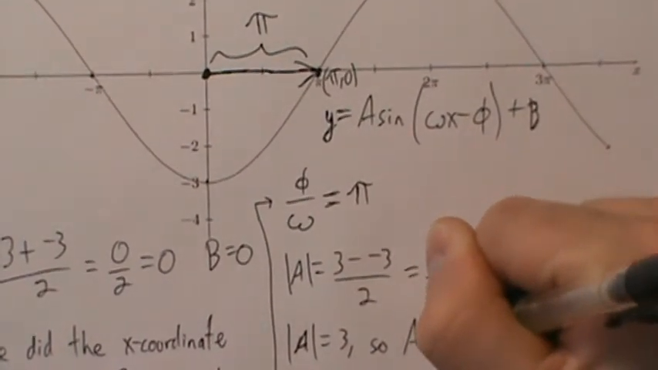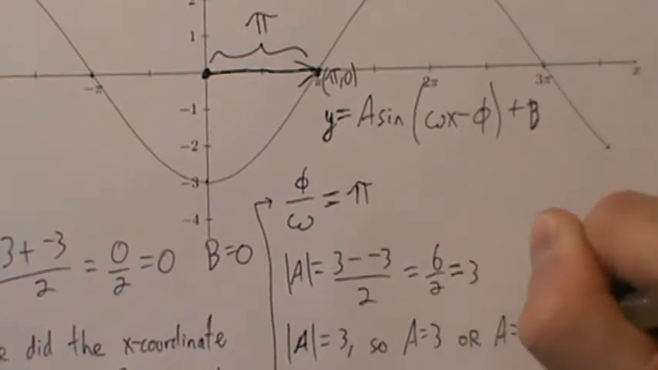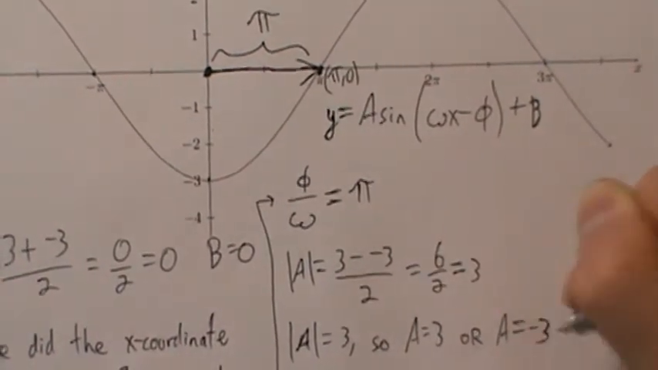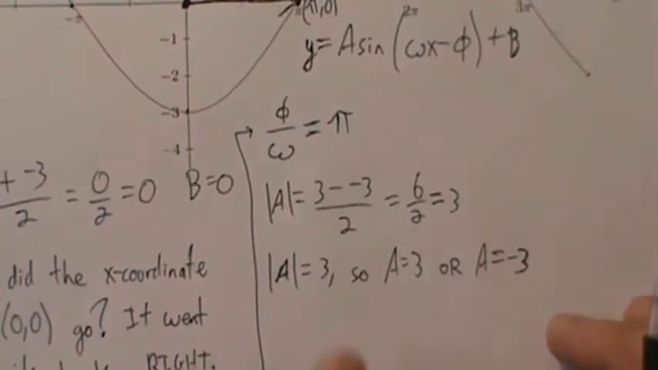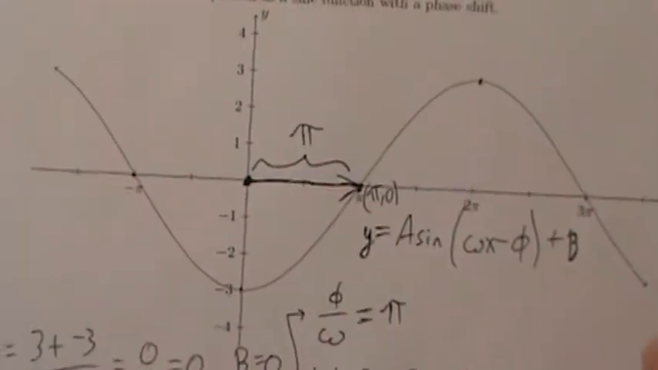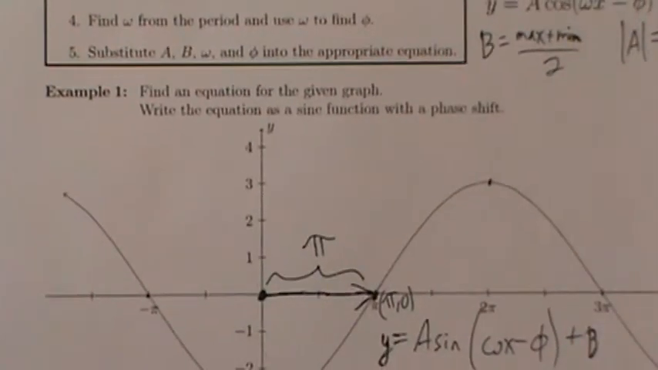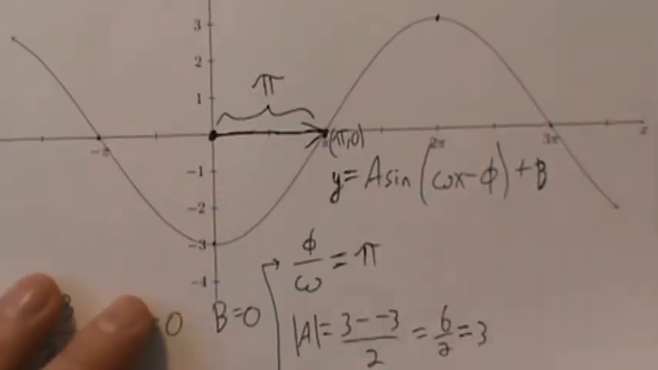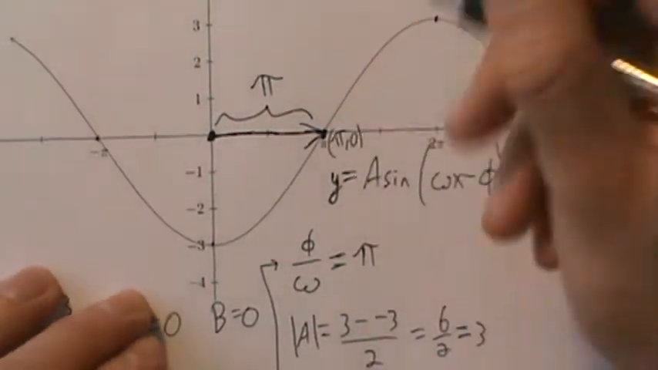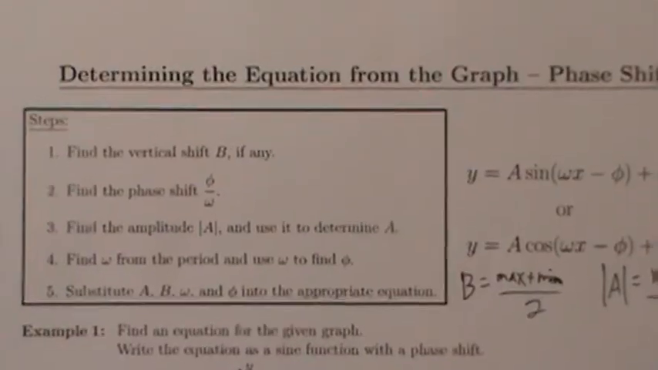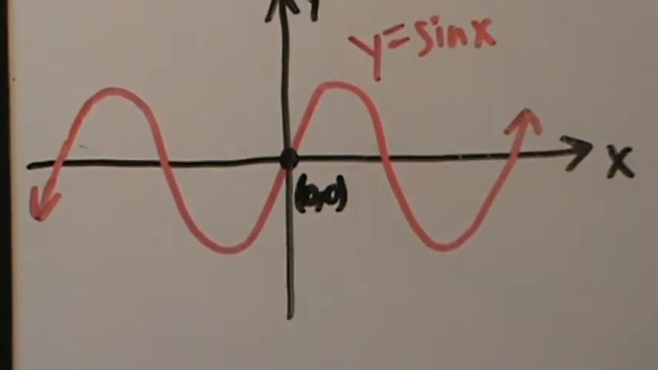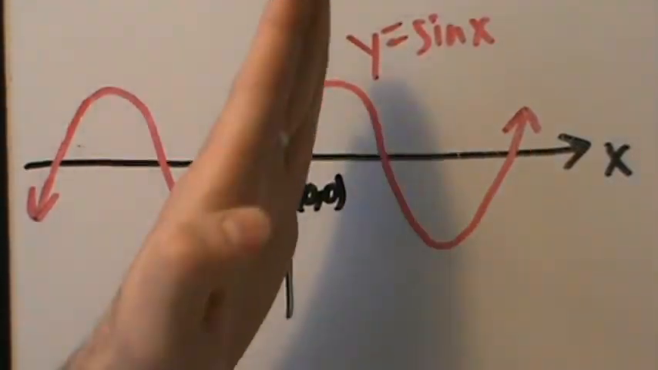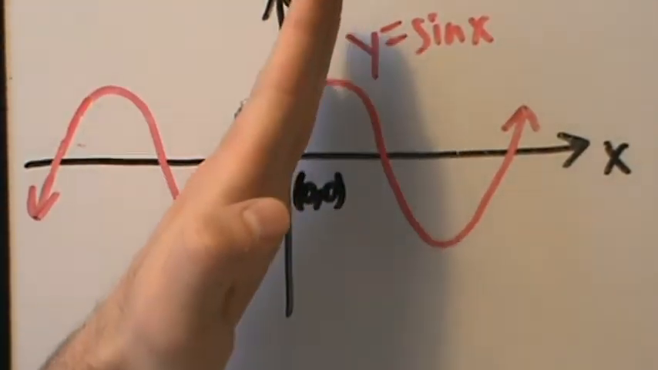So A equals 3, or A equals negative 3, because these are the only two numbers that satisfy this condition. Now we want to know, is it positive 3 or negative 3? This part is pretty much just like without a phase shift, but what's different is we have to look at this point right here. Now on a regular old sine graph, let's zoom out a little bit here, the graph increases through 0, 0.